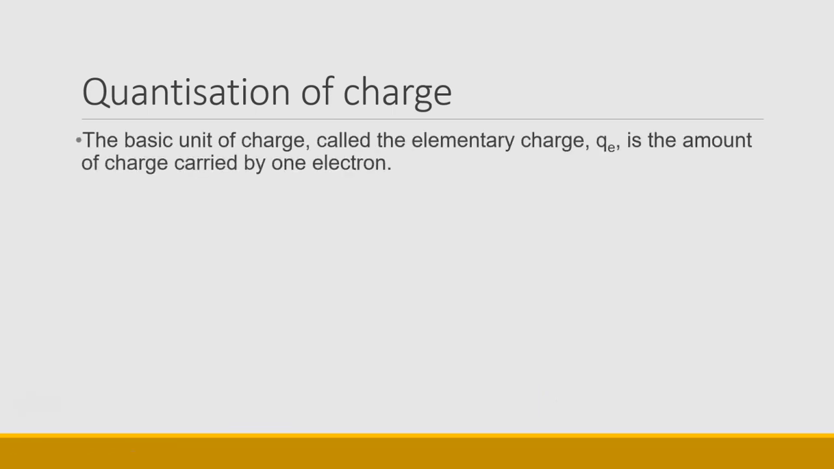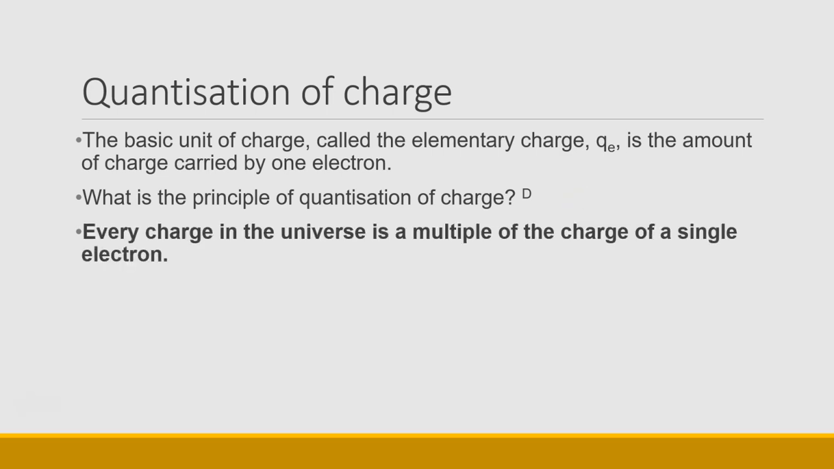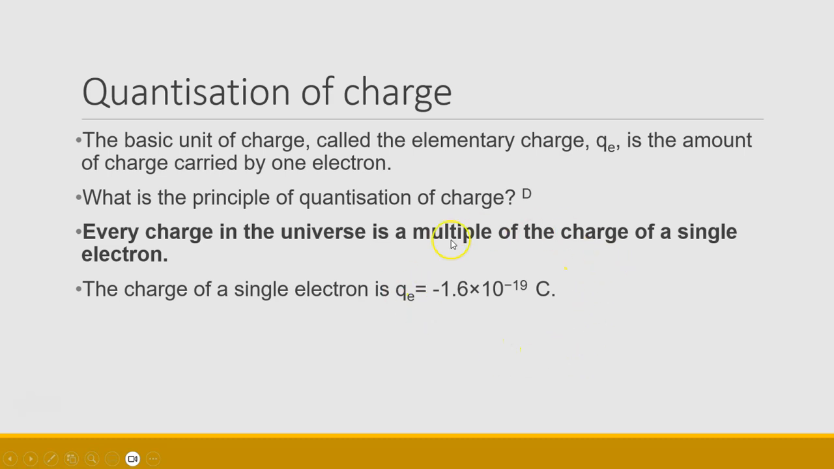Now let's talk about charge quantization. The basic unit of charge, called the elementary charge, represented by Qe, is the amount of charge carried by one electron. The principle of charge quantization tells us that every charge in the universe is a multiple of the charge of a single electron. I'm going to explain what that means. The charge of a single electron is this value over here, which is given to you on the formula sheet. It is minus 1.6 times 10 to the minus 19 coulombs.